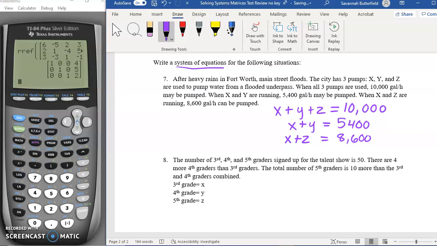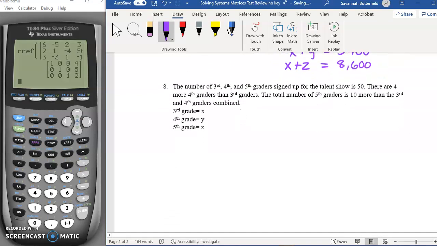We could turn it into a matrix if we needed to, but for this problem, we don't necessarily have to. All right, let's scroll down a little bit and look at number 8.